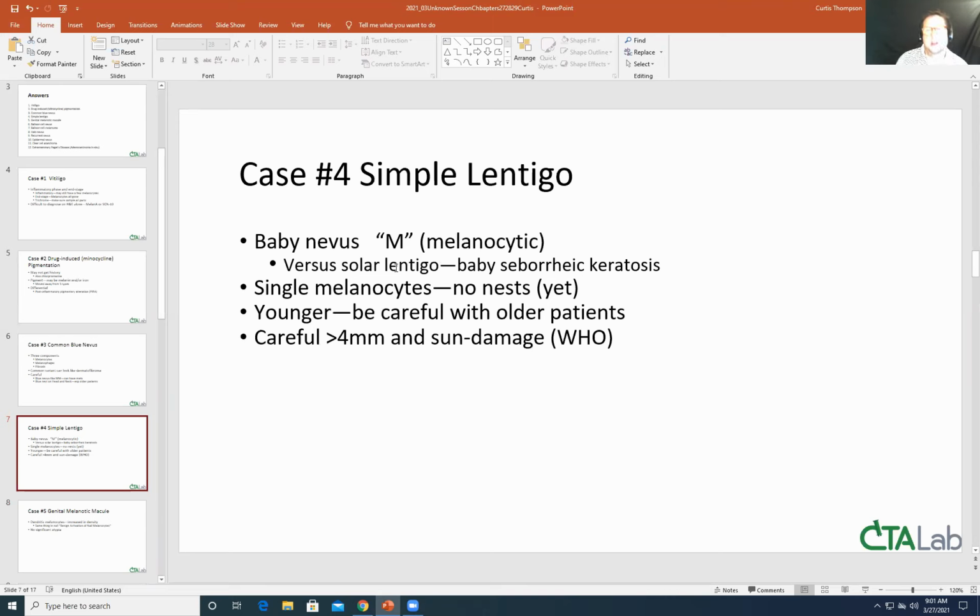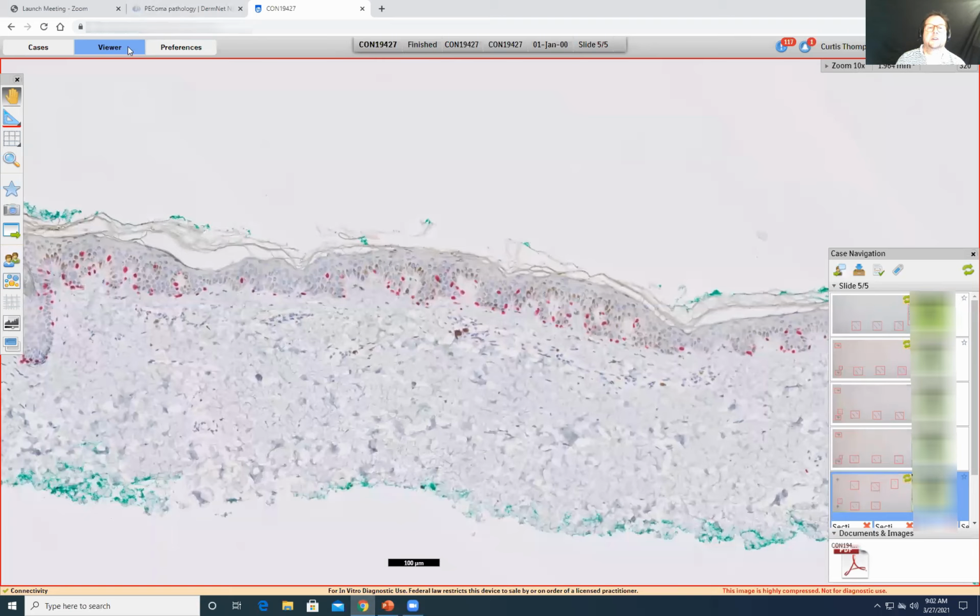They're both pigmented. They both do show increased melanocytes, but with the solar lentigo it often isn't apparent that they're increased until you do a SOX or an immuno. So no nest, still single. We call it simple lentigo rather than a junctional nevus. Be careful in older patients. And the World Health Organization comment on this is to be careful if they're greater than 4 millimeters or on sun-damaged skin.